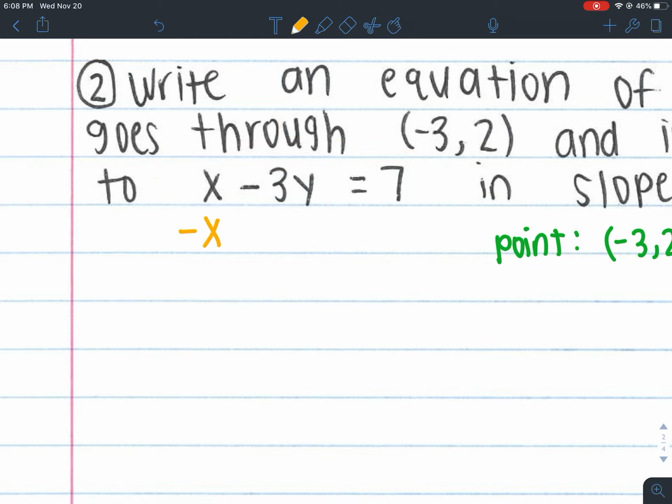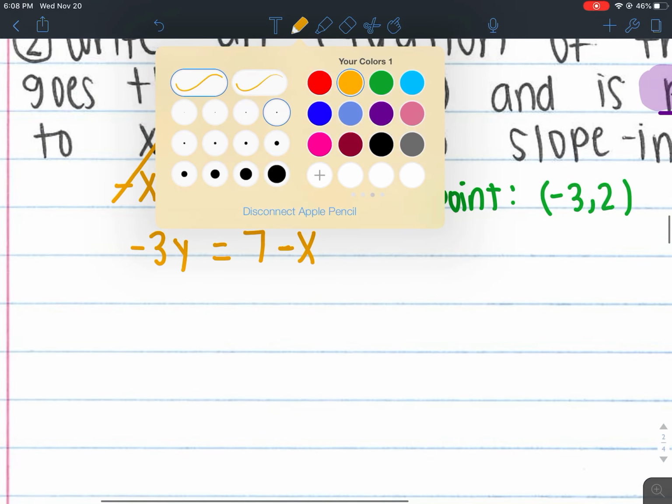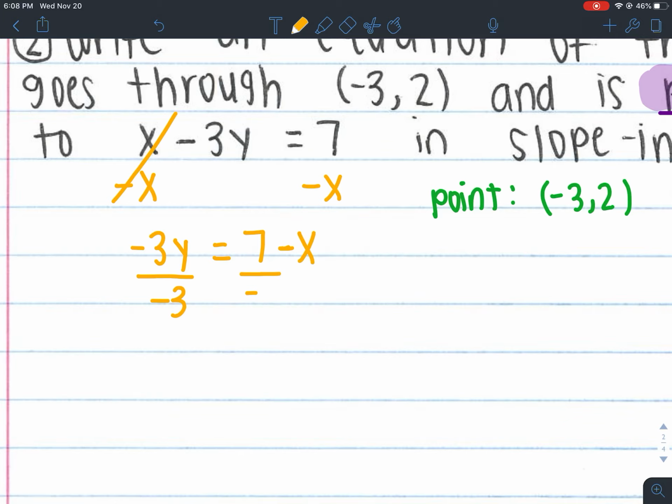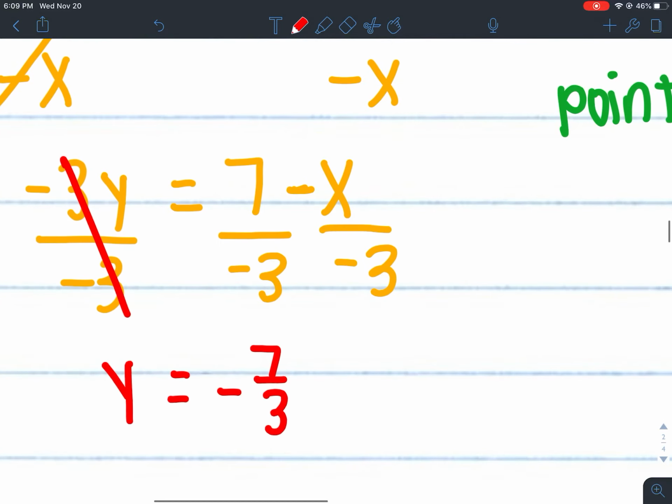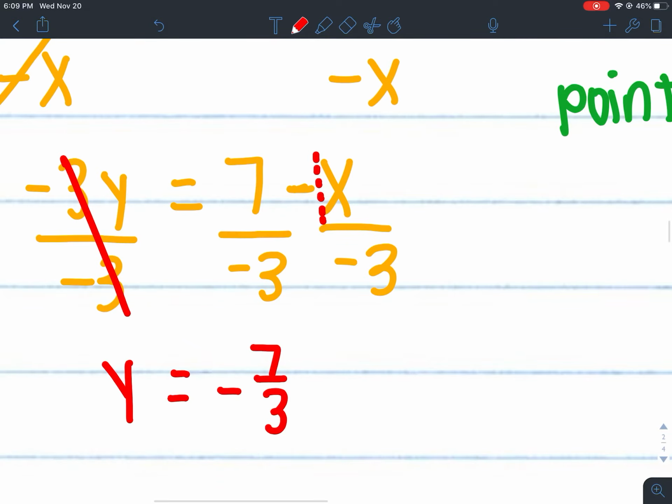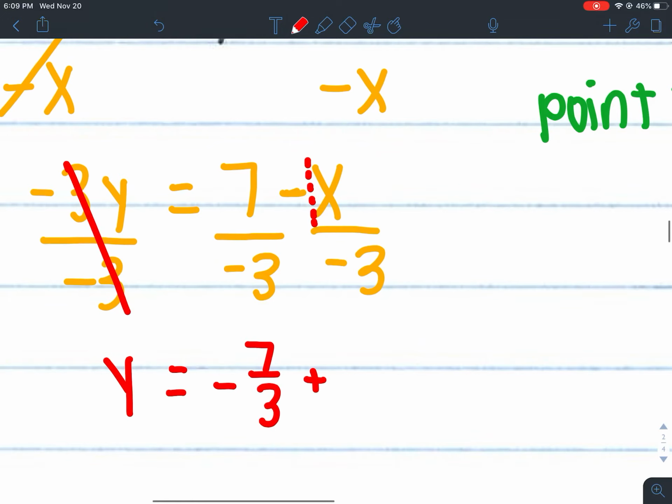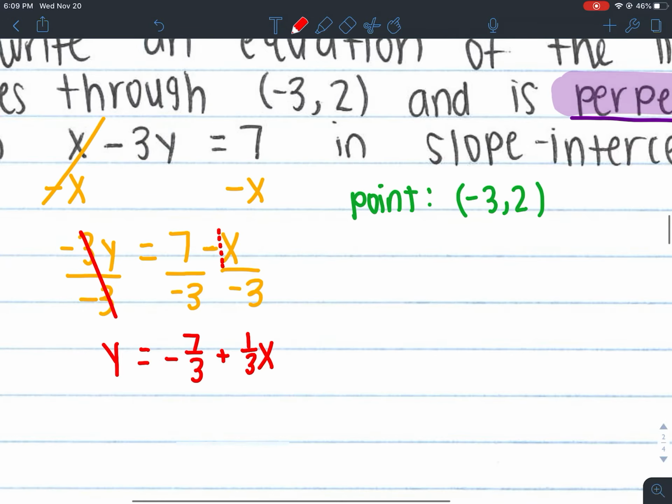The first thing I'm going to do is subtract x on both sides. Not y equals, -3y equals 7 minus x. And then I'm going to divide everything by -3 to get y by itself. Negative 3 divided by negative 3 cancels. Y equals negative 7 over 3. And then what's the number in front of x? Negative 1. So then I have negative 1 divided by negative 3, which is positive 1/3 x.